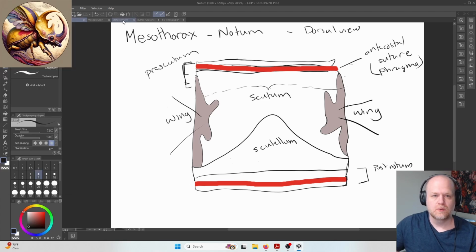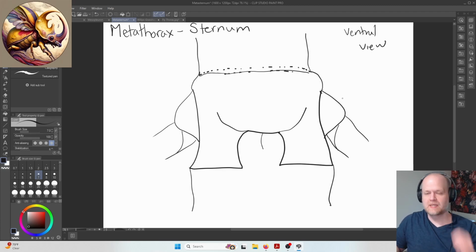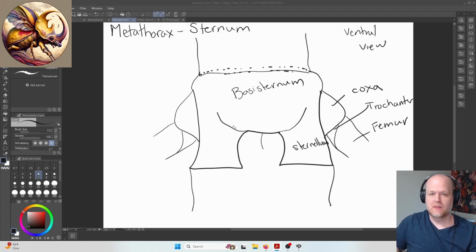And then if we go to the sternal view, this is the ventral view. To get your bearings, these are coxa. This is the femur. So this is the leg again. This is the trochanter. The top portion of the sternum is usually called the basosternum. And below that is called the sternellum. So the basosternum and the sternellum are divided by the sternocostal suture.